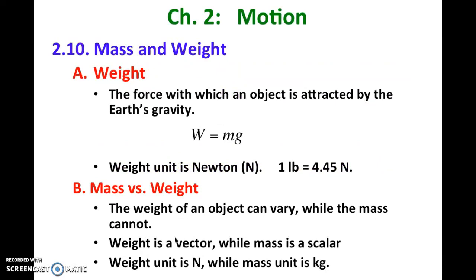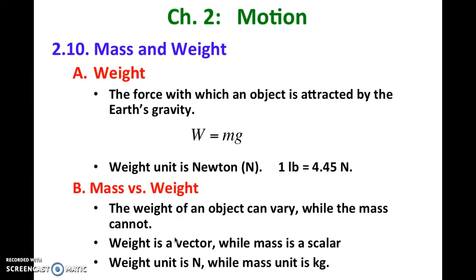Mass and weight are different quantities. Weight is the force with which an object is attracted by Earth's gravity. According to the second law of motion, the weight of an object with mass m is given by W equals mg. The unit of weight is the Newton, N. 1 pound equals 4.45 Newtons. Weight can vary, while mass cannot.